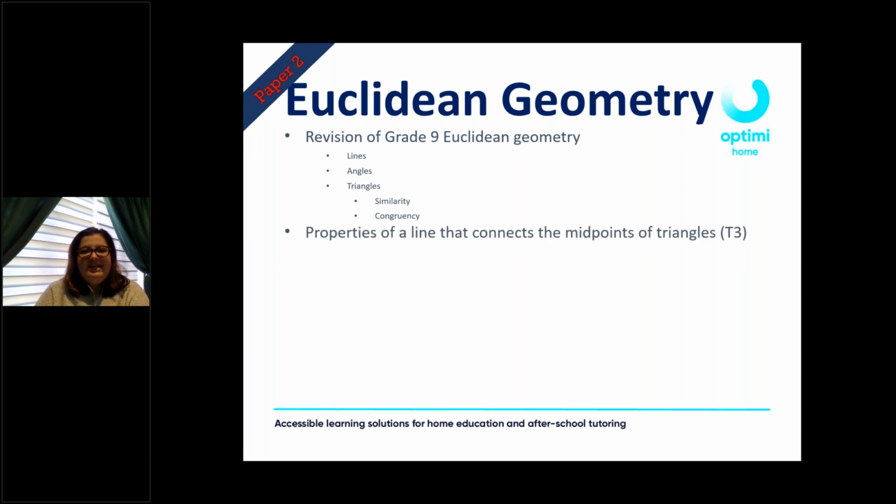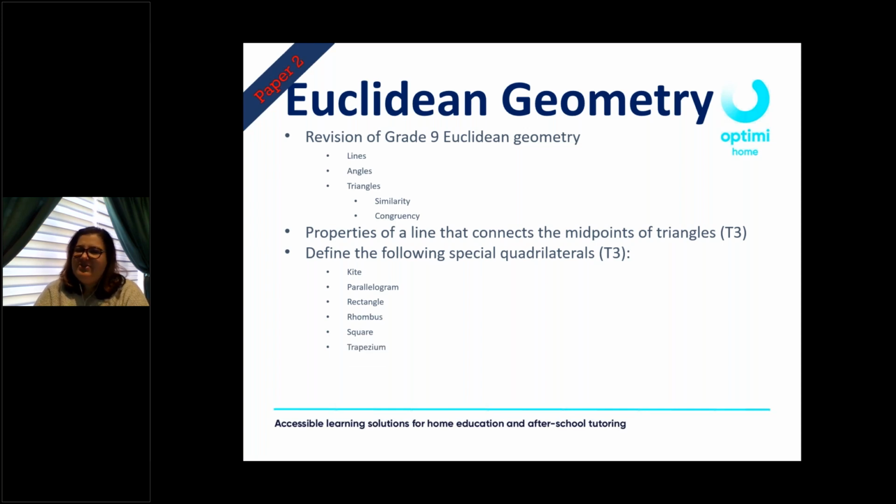Then we will look at the properties of a line that connects the midpoints of triangles, and that is the term 3 work that we will do in our next lesson. We will also look at defining the following special quadrilaterals. So we'll look at a kite, parallelogram, rectangles, rhombus, square, and the trapezium. All the characteristics that these shapes will have. Quadrilaterals means shapes with 4 sides, and how we can actually use those characteristics when we do Euclidean geometry.